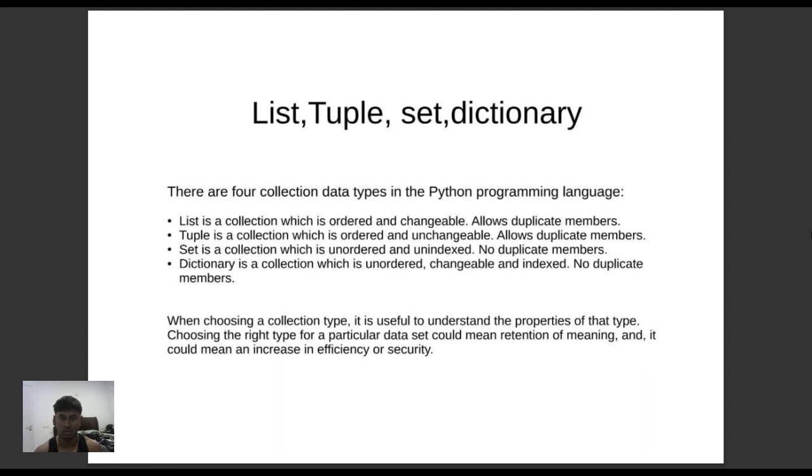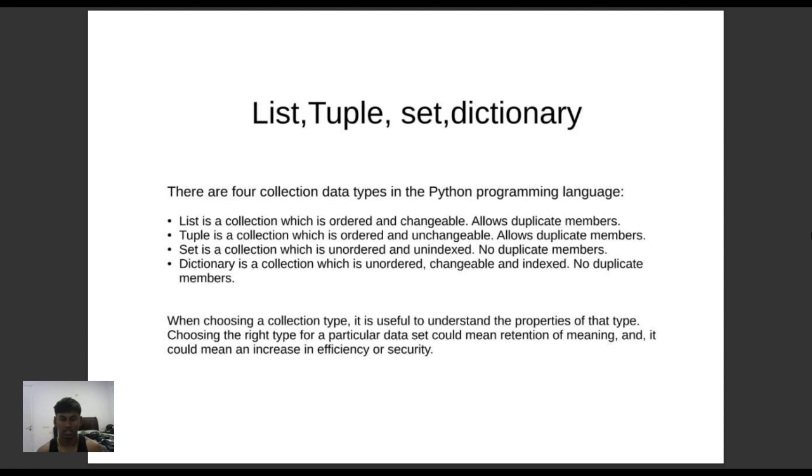List is a collection which is ordered and changeable, allows duplicate members. Tuple is a collection which is ordered and unchangeable, and it also allows duplicate members. Set is a collection which is unordered, unindexed, and has no duplicate members. Dictionary is a collection which is unordered, changeable, and indexed, no duplicate members.